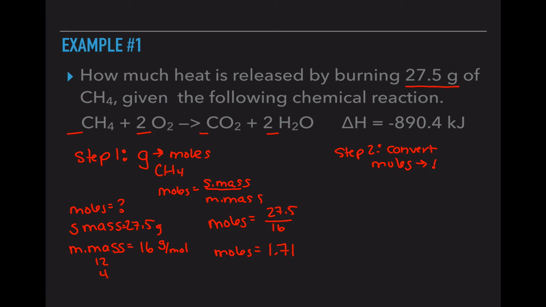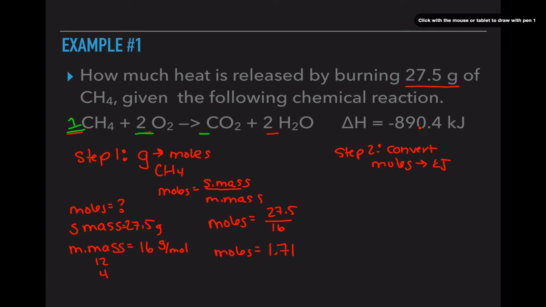Now step 2, we are going to convert moles to kilojoules. And in order to do that, we are going to use this chemical reaction. Each coefficient determines how many moles are needed to make 890.4 kilojoules. So if we look at CH4, there's no number here, so that means it's technically a 1. 1 mole of CH4 makes 890.4 kilojoules. 2 moles of O2 makes the same amount. 1 mole of CO2 makes the same amount. So the whole idea is that these numbers, assuming that the other reactant is completely available and we don't have to worry about it, are going to create the same amount of energy.